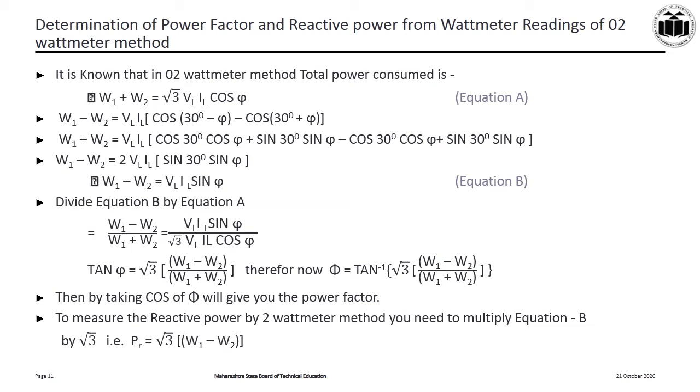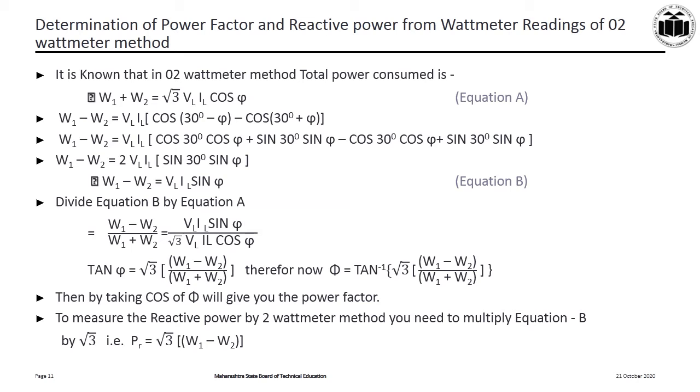We know that the equation for 2 wattmeter method is W1 plus W2 is equal to root 3 VL IL cos phi. Let us say equation 1 or equation A. Now let us subtract W2 from W1. Therefore, W1 minus W2 is equal to VL IL into cos of 30 minus phi minus cos of 30 plus phi. Solving, we get W1 minus W2 is equal to VL IL sin phi.